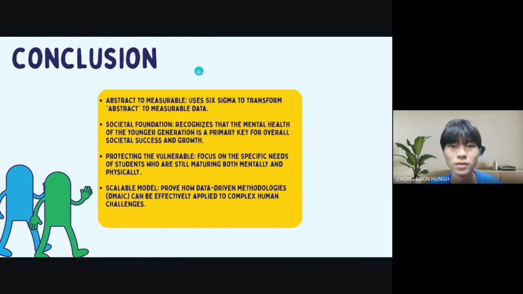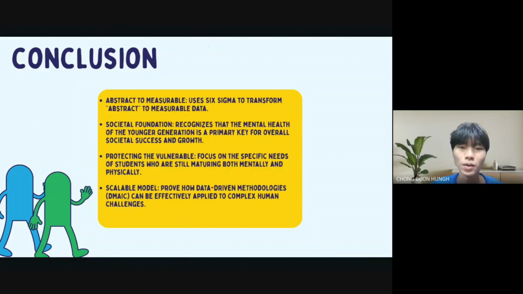So let's move on to the conclusion. I have concluded four main objectives of why we need to have this project. The first one is abstract to measurable. So when we use the Six Sigma tools, we can turn something very abstract that we can't imagine into something measurable, and we can solve the problem.